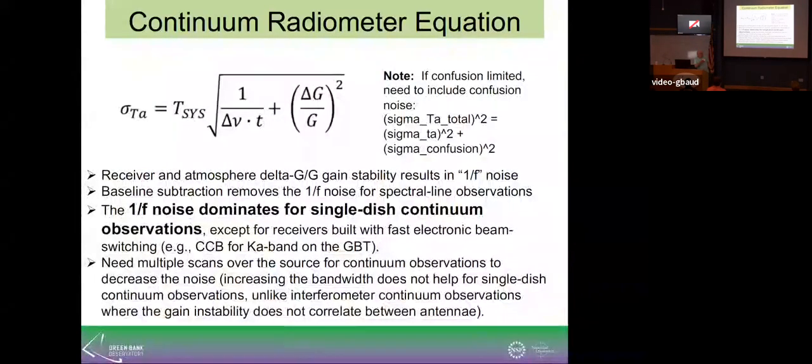Okay, so that's confusion. The 1 over F noise is the additive effect we get for single dishes. You do not get this for interferometers, because the total power signals don't correlate between receivers. You're looking at cross correlation, whereas a single dish is like an auto correlation. So you're basically stuck with it. Whatever the single dish sees is what you see, and it's a total power. So you get the 1 over F.